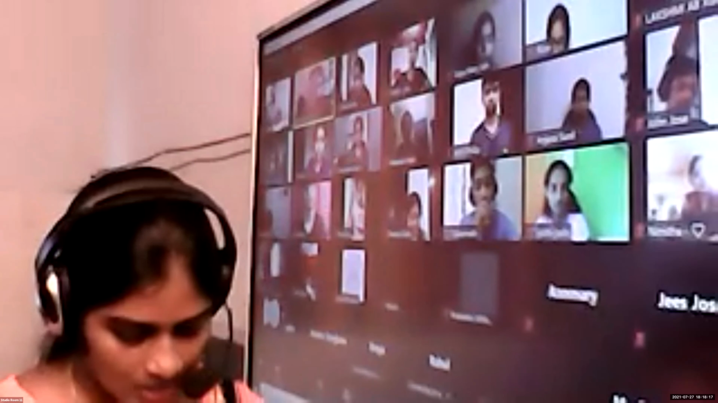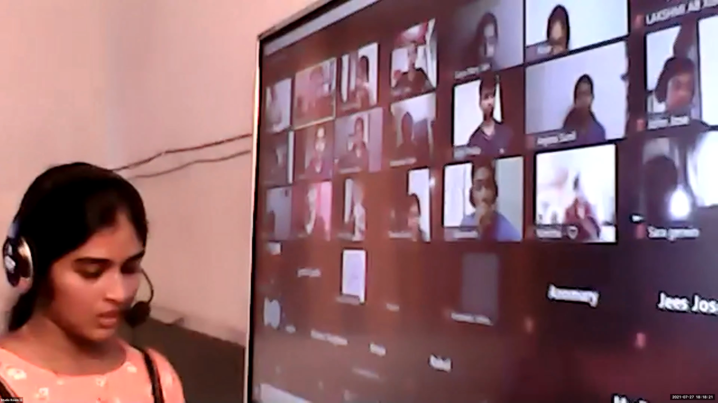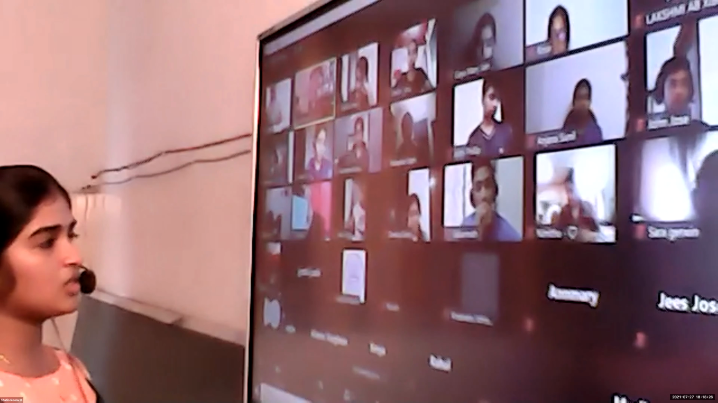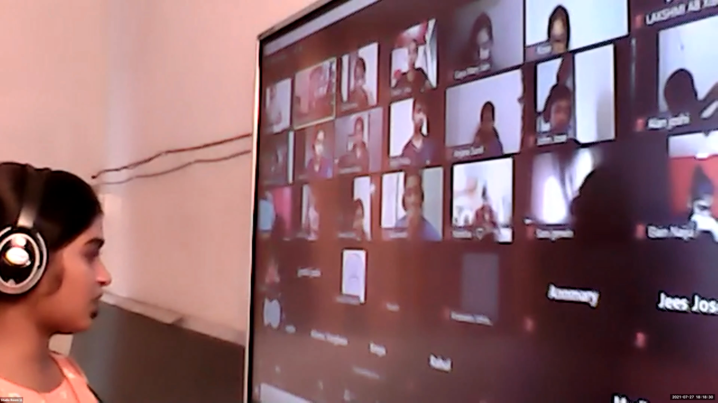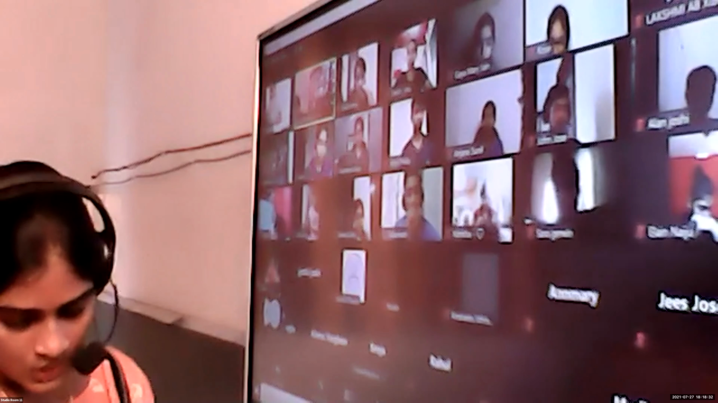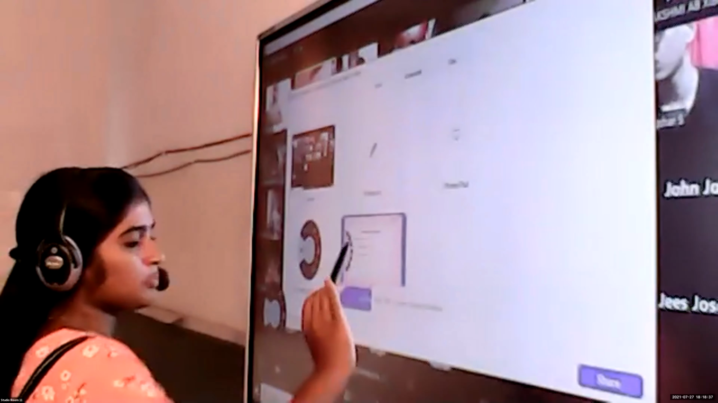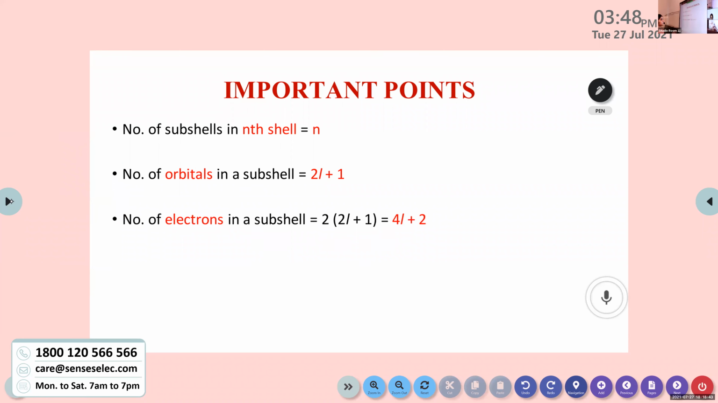Okay, good afternoon, everyone. In the last class, we discussed different quantum numbers and how they are connected to the size, energy, shape, shell, subshell, their spin, etc. Right? Now we are going to learn about certain important points related to these quantum numbers.